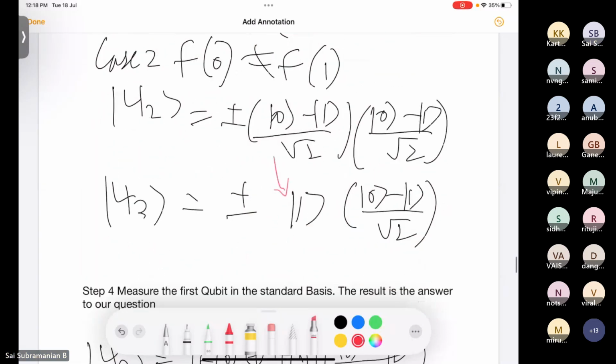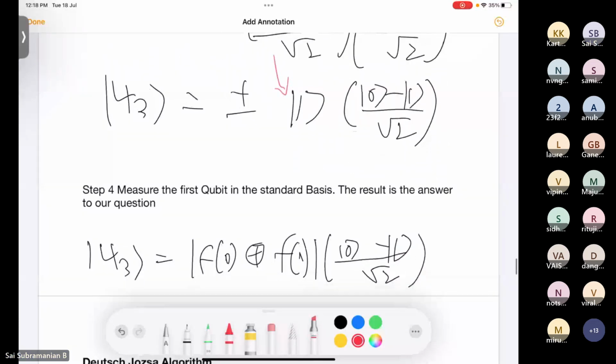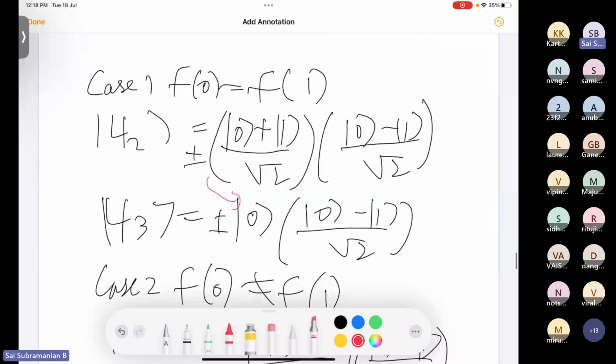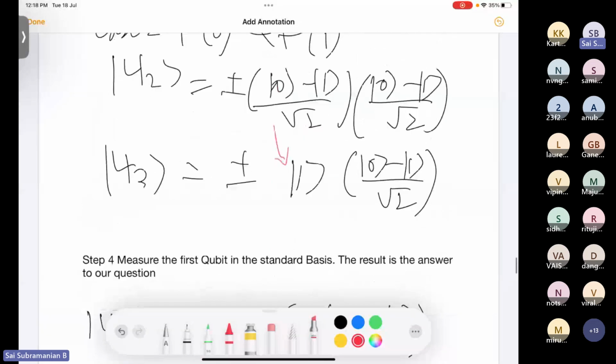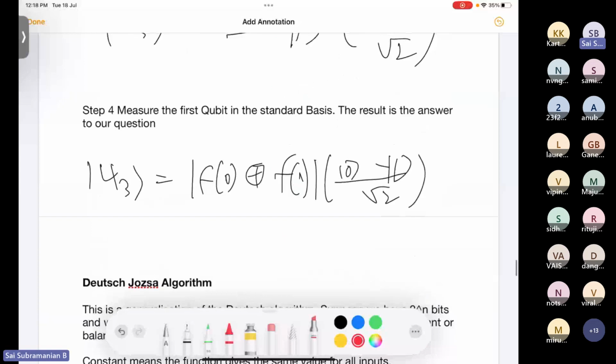Okay. So now we measure the first qubit on the standard basis. If the qubit is 0, then that means f of 0 is equal to f of 1. If the qubit is 1, then it means f of 0 is not equal to f of 1. So the result is nothing but f of 0 exclusively or f of 1. That is, if it's true, the qubit is 1. If it's not true, the qubit is 0.